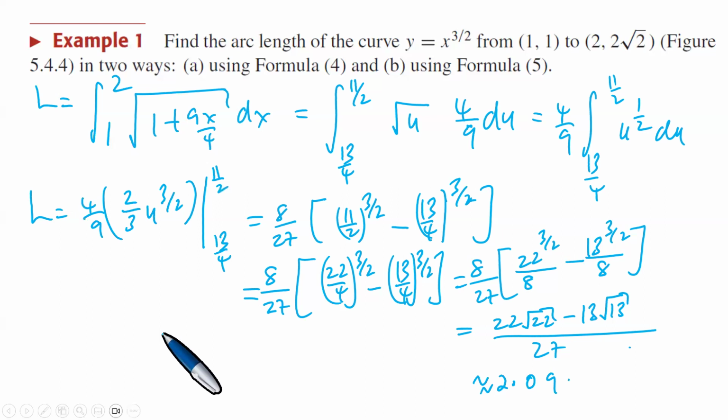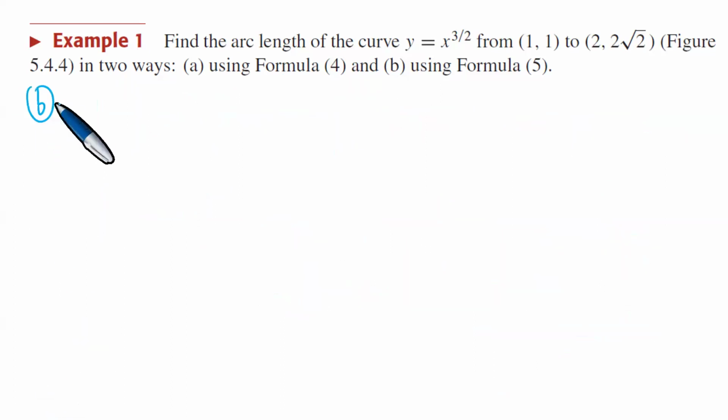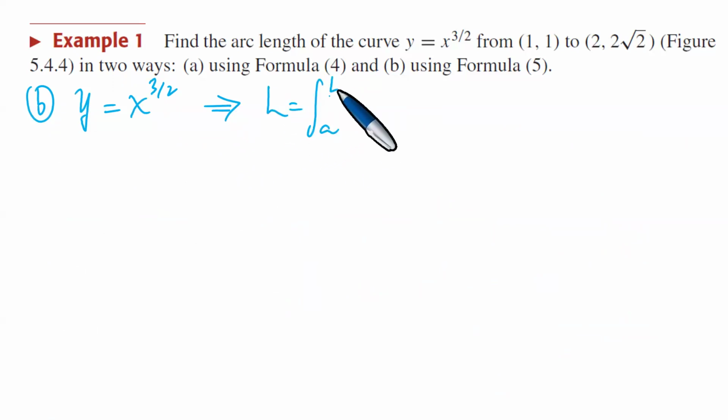But now, look, we're using formula number 4, but obviously we can use formula number 5 as well. So in A, we use formula number 4. So we're doing part A, and then now we're going to do part B. So now we solve for X. Remember that the other formula says the integral from A to B, the square root of 1 plus f prime of X is the arc length, like this.